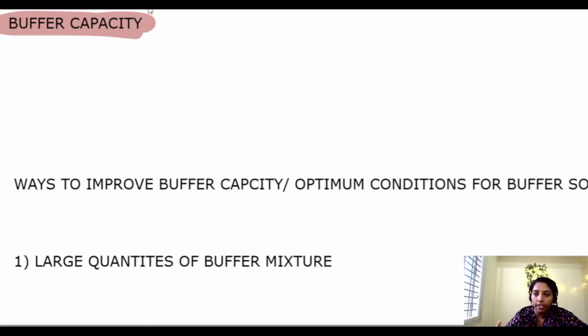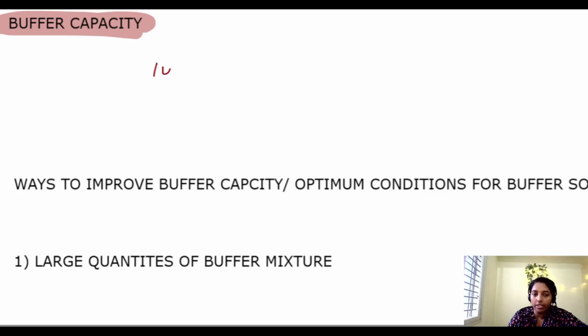Like how much HCl or acid or base they can accommodate without changing the pH, isn't it? That's the buffer capacity. So our aim is to prepare a buffer with high capacity, isn't it? Right. For example, what do you think?